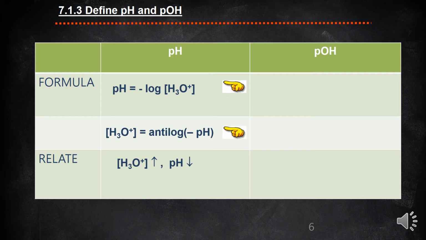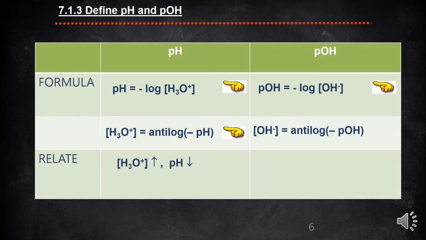pOH is a measure of hydroxide ion's concentration, and it is used to express the alkalinity. The formula of pOH is negative log concentration of hydroxide ion. While to find the concentration of hydroxide ion, we also can antilog the negative pOH value. So, the higher the concentration of hydroxide ion, the lower the pOH value, the higher the pH value.